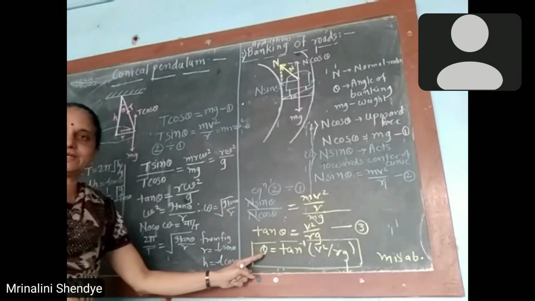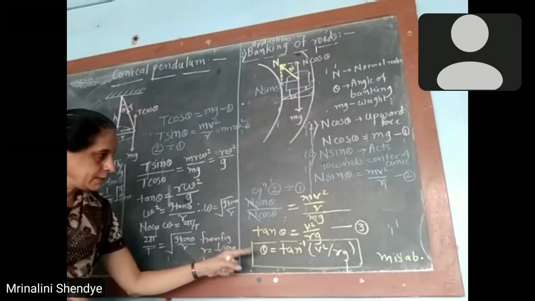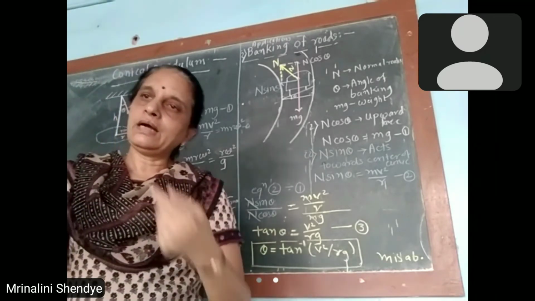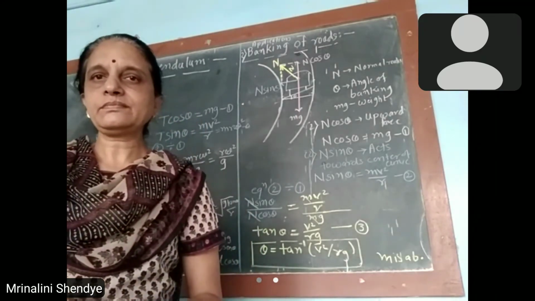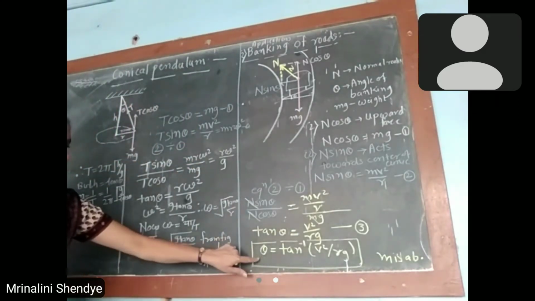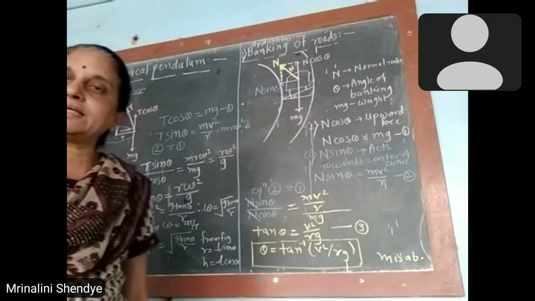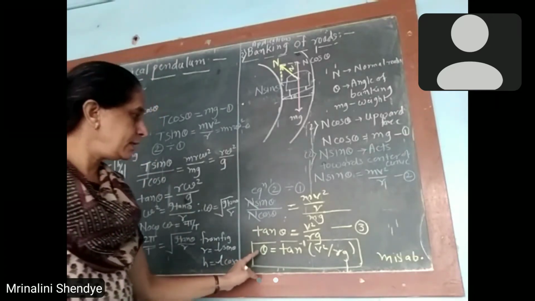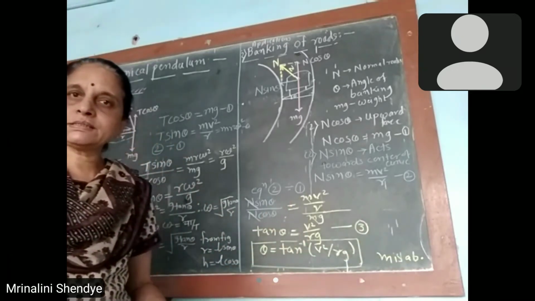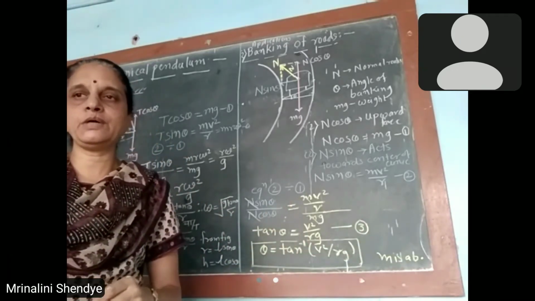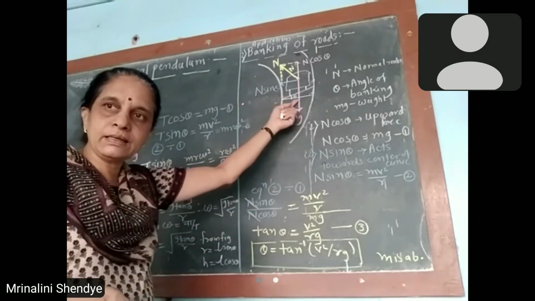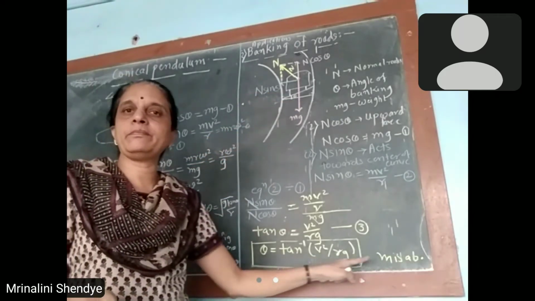This equation I got: theta is equal to tan inverse of v square upon rg. Accordingly, I can find it. So if you have seen this equation, you will get a clear idea about it. The mass is absent. Does it depend on mass? For banking of roads, while you are finding the angle, it is independent of the mass of the vehicle.